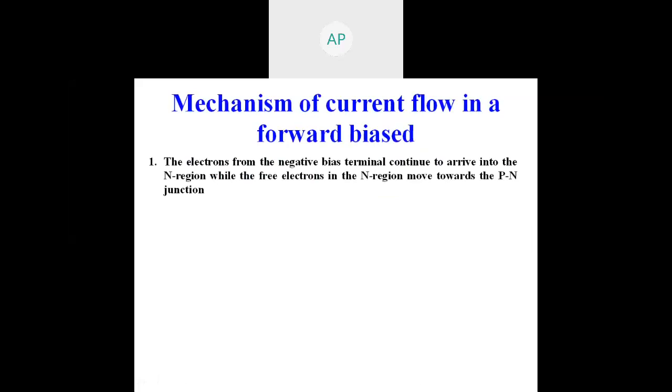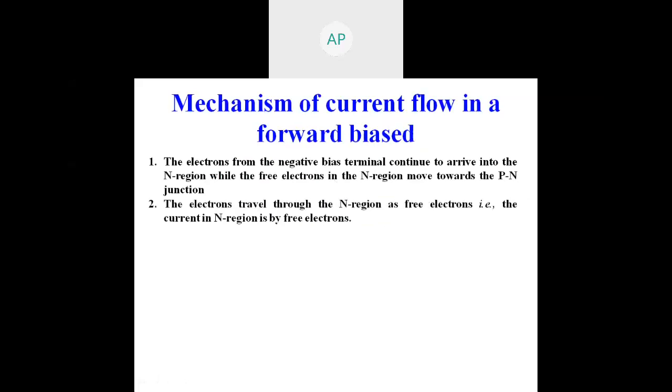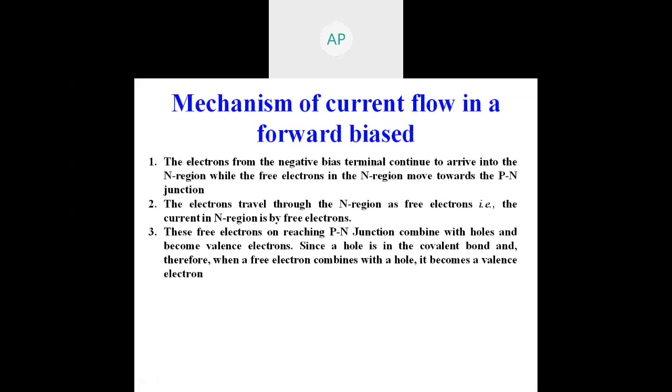Yes. So the electrons from the negative battery terminal continue to arrive into the N region, while the free electrons in the N region move towards the PN junction. The electrons travel through the N region as free electrons, that is, the current in the N region is by free electrons. These electrons on reaching the PN junction combine with holes and become valence electrons.